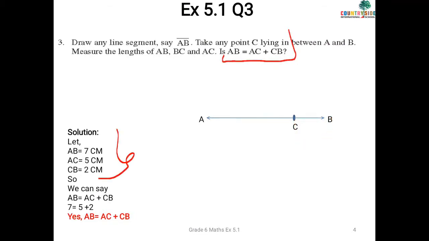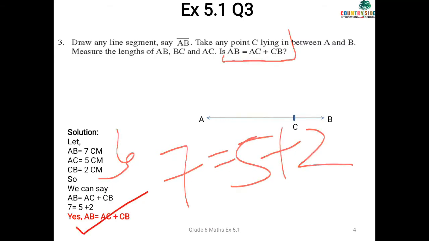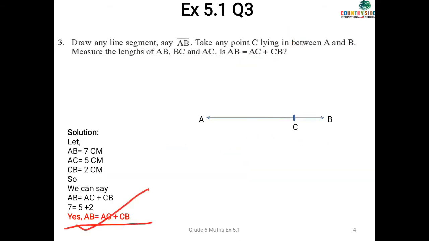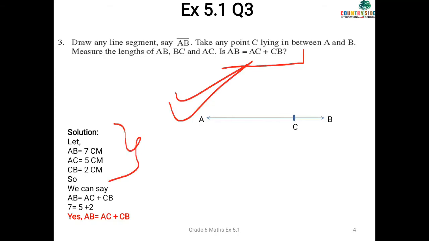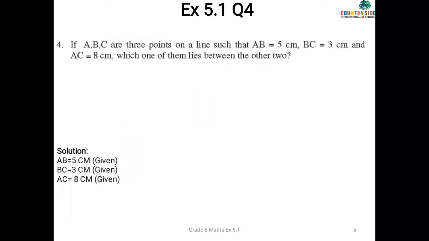From this you can clearly say AB equals AC plus CB, that is 7 equals 5 plus 2. So yes, AB equals AC plus CB, and this is the thing that you wanted to prove. Here you can take any values that you want. So this is the figure and this is the answer. Scholars, now let's solve question number 4.